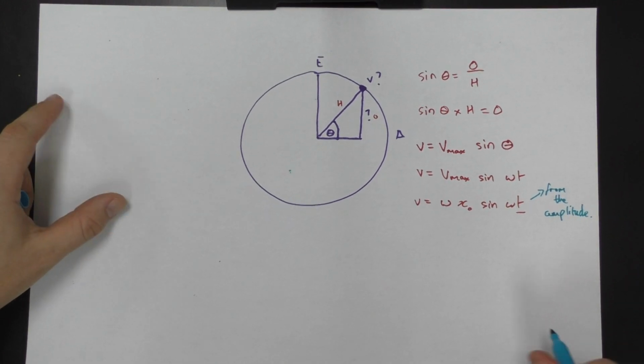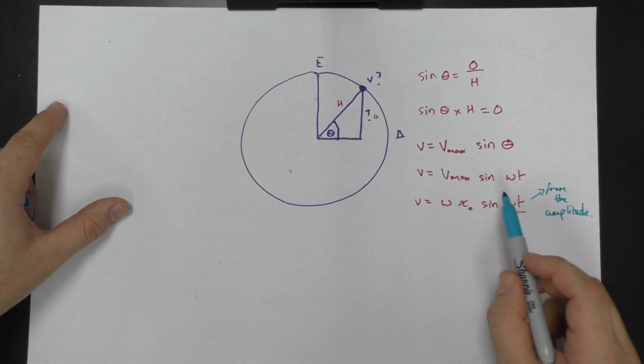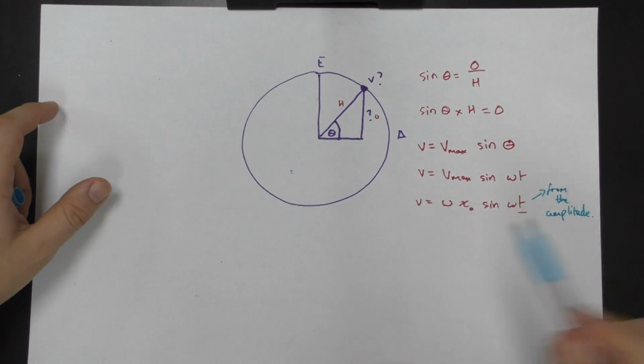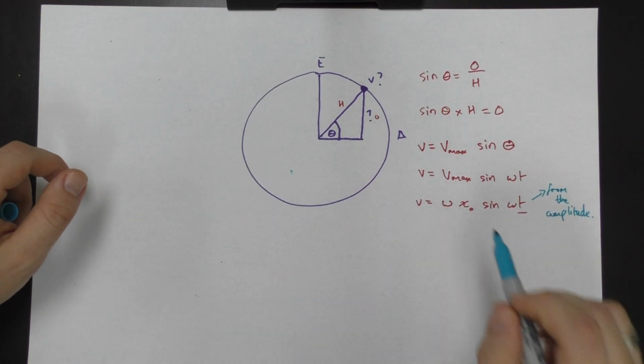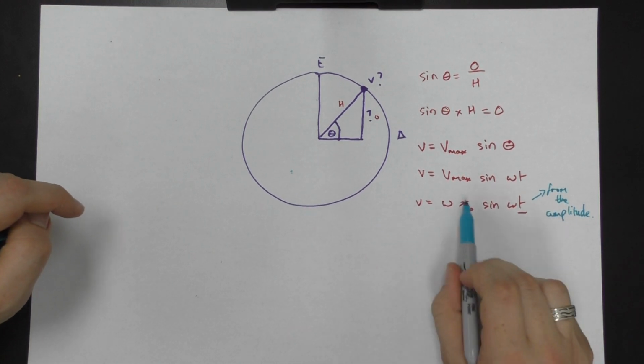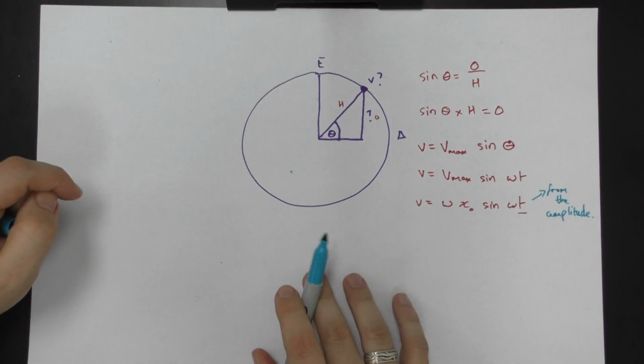From the amplitude. So you're working out this velocity at this point based on the time taken from the amplitude, not from the equilibrium. The previous equation was from the equilibrium. This one's from the amplitude. So we've already explained where all these values come from. But there's one more thing to pay attention to.